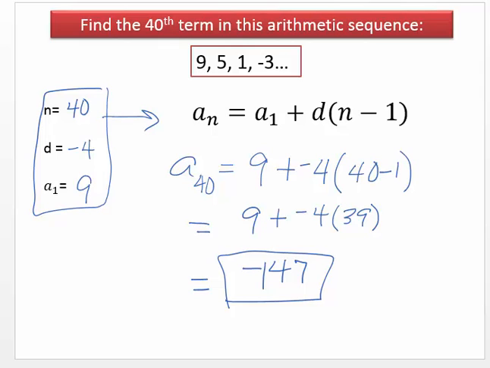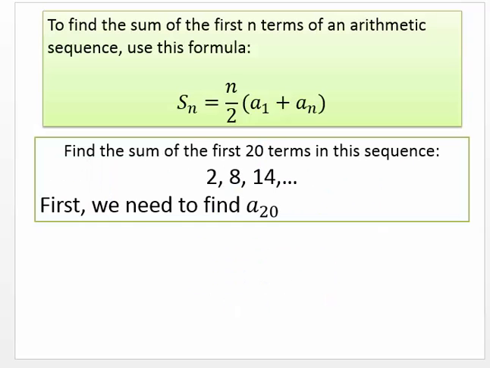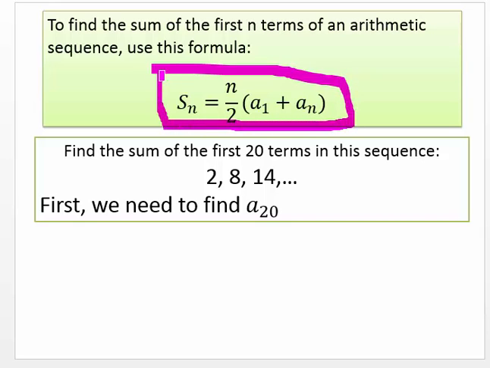So you can see that using this formula is fairly simple. If you need to find a specific term in a sequence, you just use this formula. You can also add up all the terms in an arithmetic sequence by using the formula right here. So if I wanted to add up the first so many terms, in this case we're going to find the sum of the first 20 terms in this sequence.